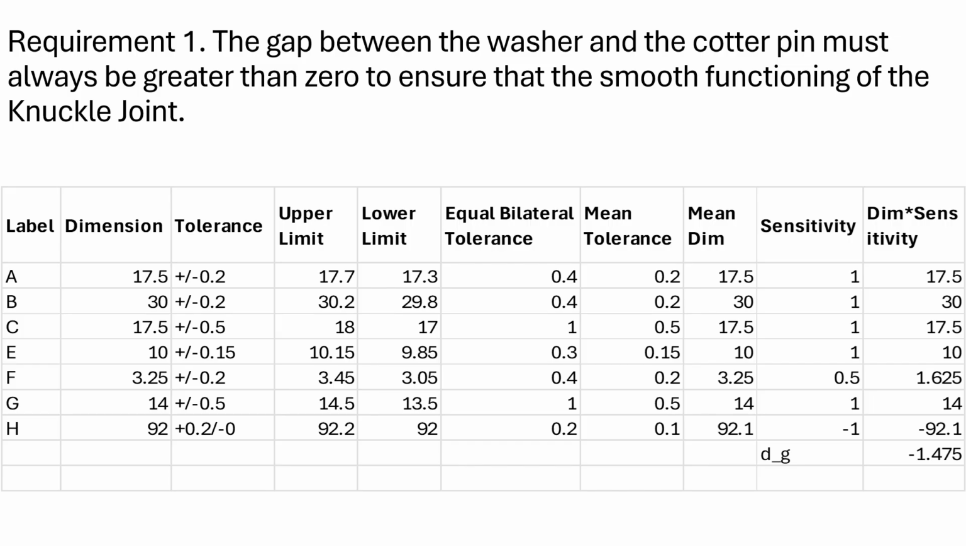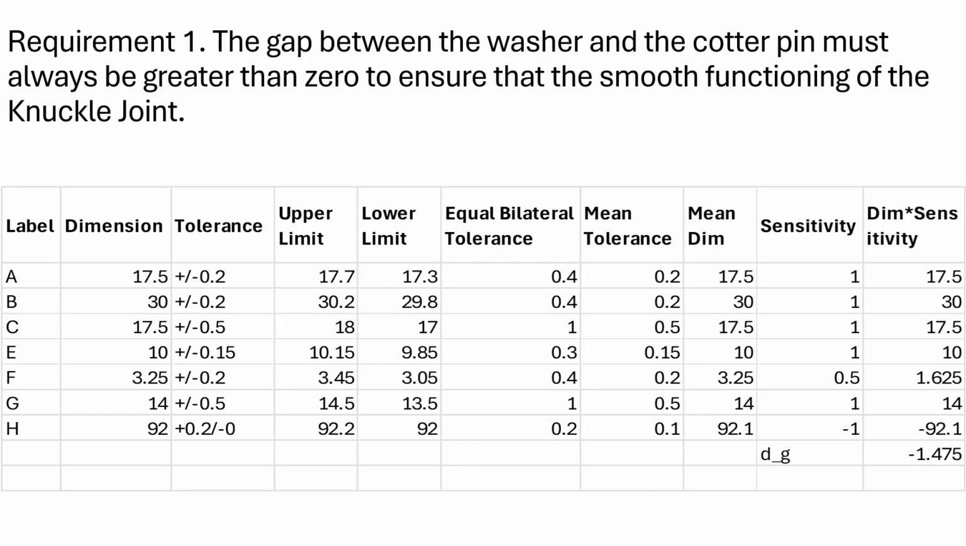Sensitivity factor, I am applying 1 for all the linear dimensions. For radius here we are applying 0.5 for positive directions and minus 0.5 for negative directions. Here it is positive direction, so I am applying 0.5, and the mean dimension is 92.1.